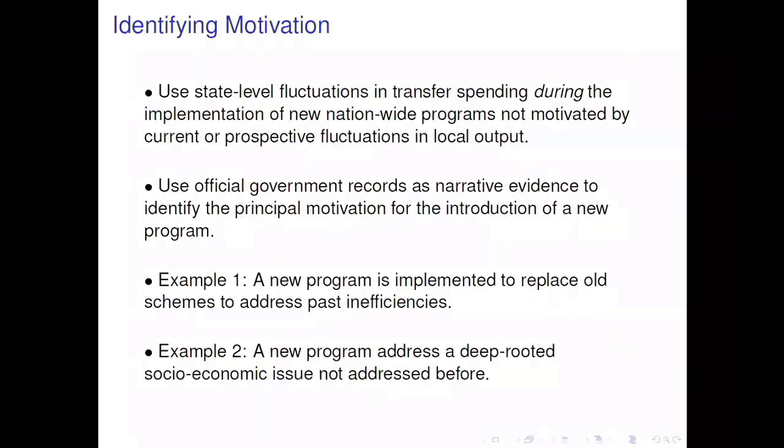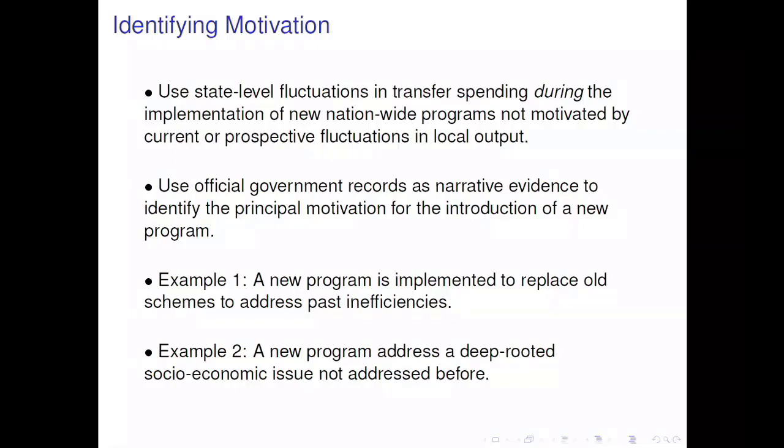Okay. What's the identifying motivation? Now, our identifying motivation is as follows. We use state-level fluctuations in transfer spending during the implementation of a new nationwide program that is not motivated by current or prospective fluctuations in local output. Okay. I'll explain the identification strategy in the next slide as well, but what we use is official government records as narrative evidence to identify principal motivation for the introduction of a new program.